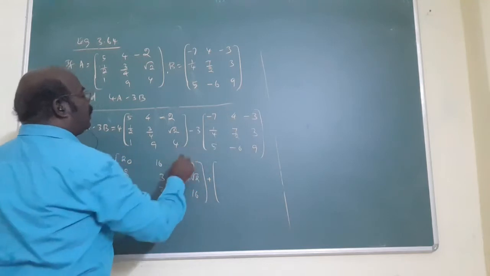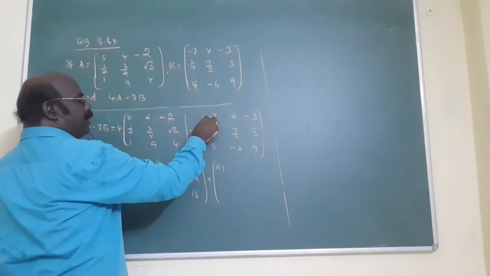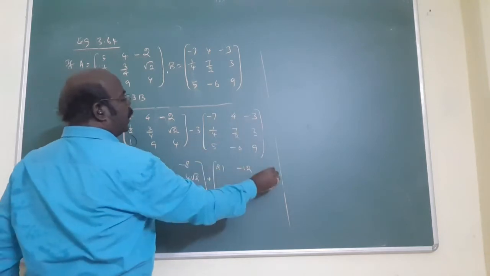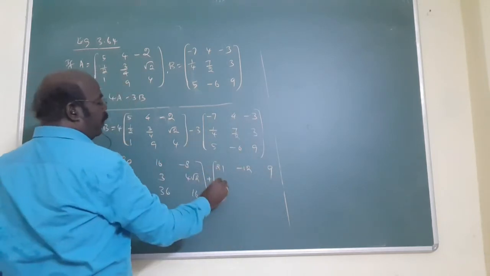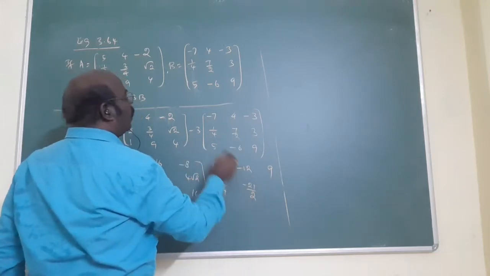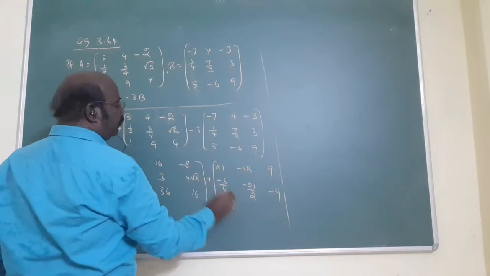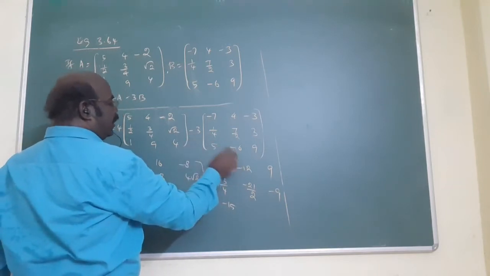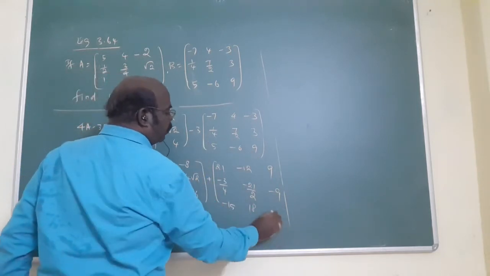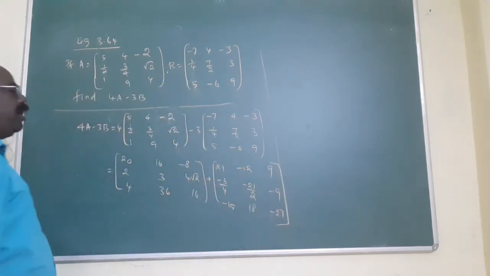Now, all elements are multiplied by minus 3. Minus 3 into minus 7, plus 21. Minus 3 into 4, minus 12. Minus 3 into minus 3, plus 9. Minus 3 into 1 by 4, minus 3 by 4. Minus 3 into 7 by 2, minus 21 by 2. Minus 3 into 3, minus 9. Last one, minus 3 into 5, minus 15. Minus 3 into minus 6, minus into minus is plus, 3 sixes are 18. Minus 3 into 10, minus 30. In this way you multiply.